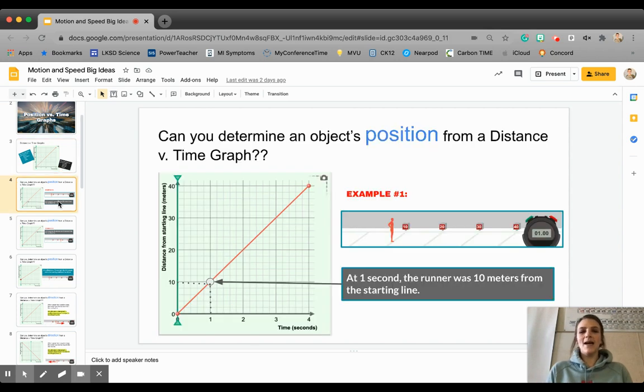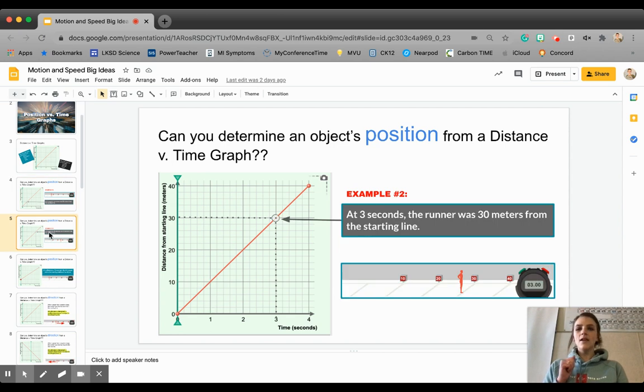We can determine an object's position from a distance versus time graph, or you might hear me say a position versus time graph. You're going to see a line on that graph. Now, if we were to look at a specific point on that line, that's going to give us an object's position. So for example, at this gray point here, at the time 1 second, that object was at the 10-meter mark. Okay, here's another example. Again, a specific point on that line tells us our object's position. So when it was 3 seconds into this race, the runner was at the 30-meter mark.